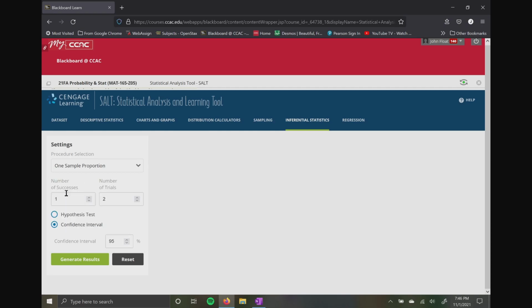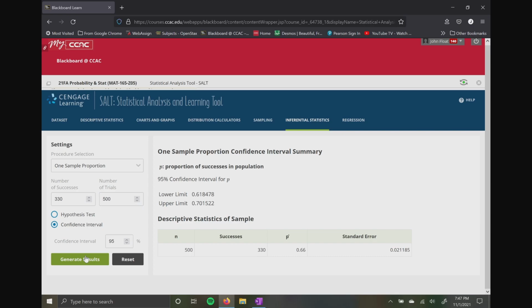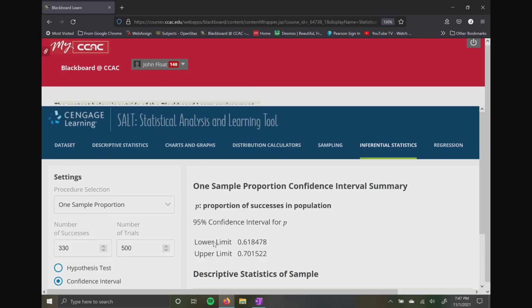And then here, it's going to ask you for the number of successes. So for our problem, it was 330. And then the number of trials. Well, we had 500 trials. Now, you just want to make sure your confidence interval is appropriate. We wanted a 95%, so we have a 95%. And then we're just going to click on Generate Results. So click on Generate Results, and I'm going to zoom in here so we can see it.